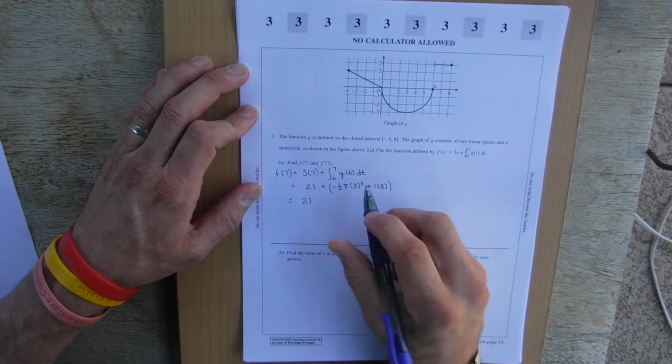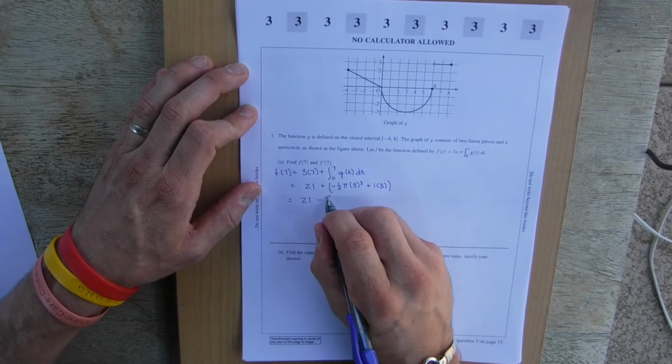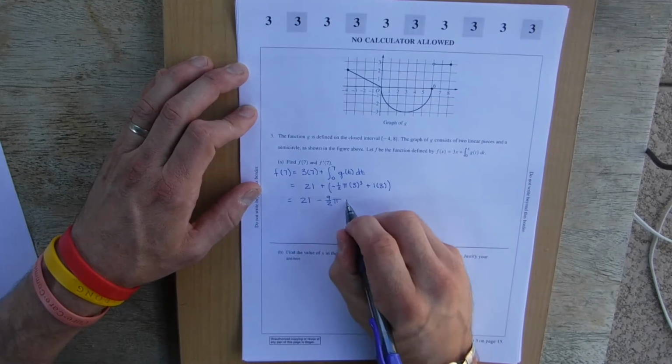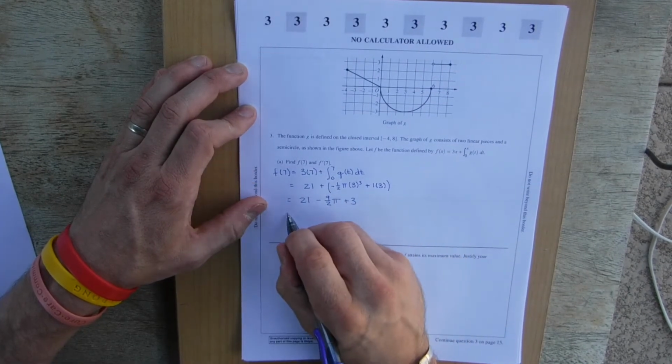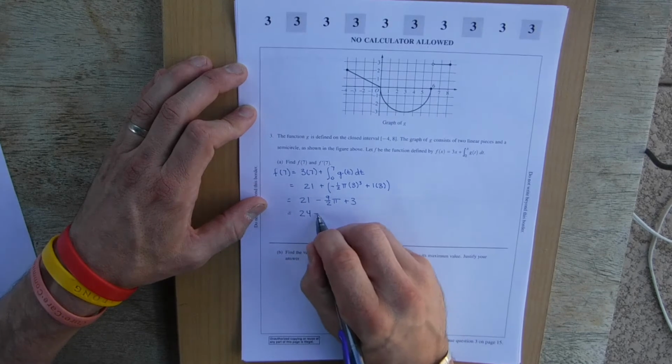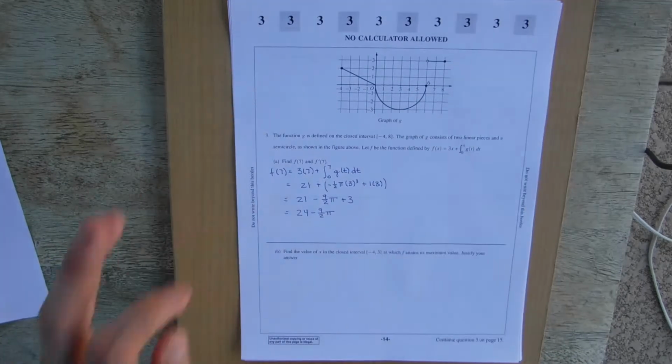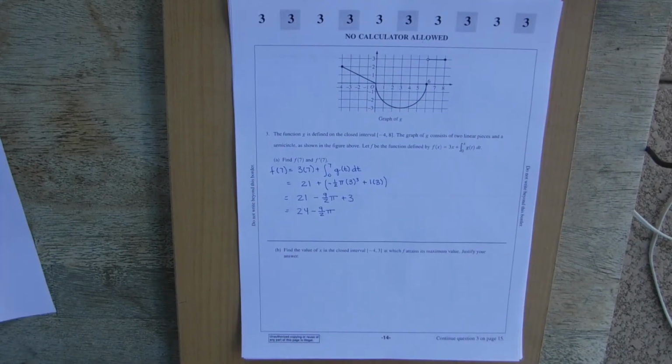So 21, minus 9 over 2 pi, and positive 3. So 24 minus 9 over 2 pi. That's the best we can do for f of 7.